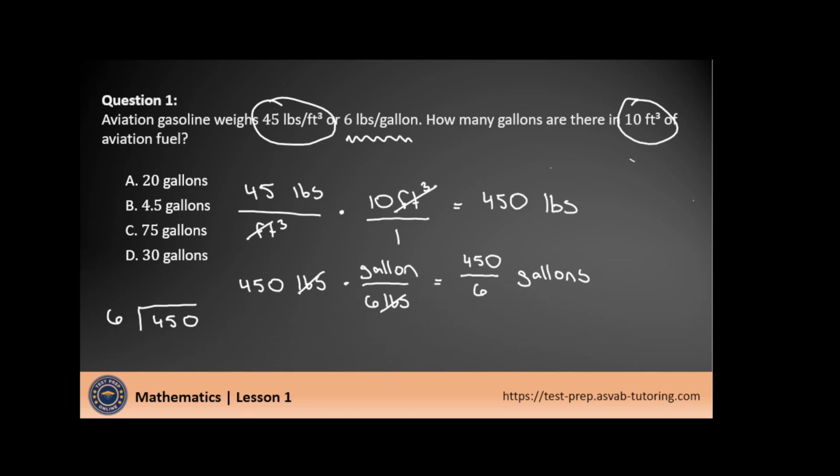6 does not go inside of 4. 6 goes into 45 7 times without going over. 6 times 7 is 42. Subtracting, 45 minus 42 is 3. Bring down the 0. 6 goes into 30 5 times. 6 times 5 is 30. And we have no remainder. 30 minus 30 is 0. So our answer is 75 gallons.